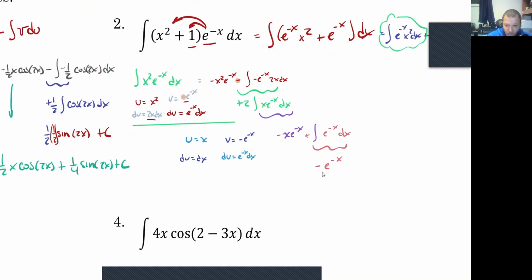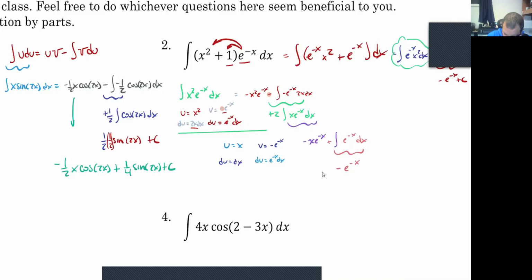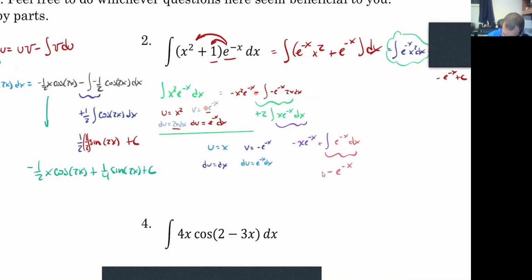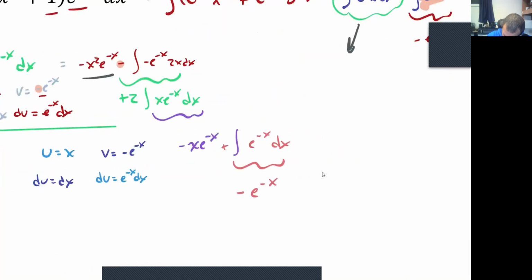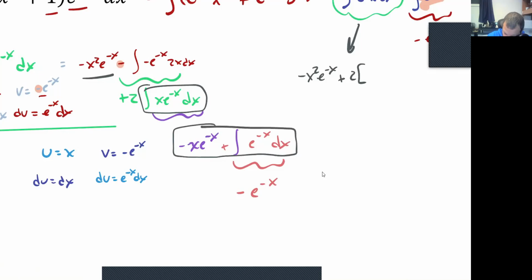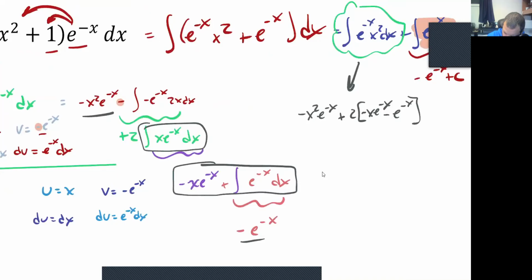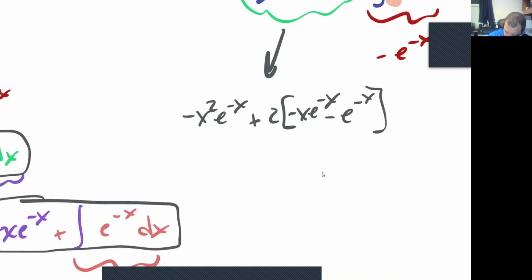All right, so we have a lot of different moving parts here. When we combine things, this integral here is negative x squared e to the negative x plus 2 times this integral, which was just 2 times this right here, which is 2 negative x e to the negative x minus e to the negative x. And then let's not forget that we also had this negative e to the negative x plus a constant hanging out over there. All right, so we can clean this up a bit.